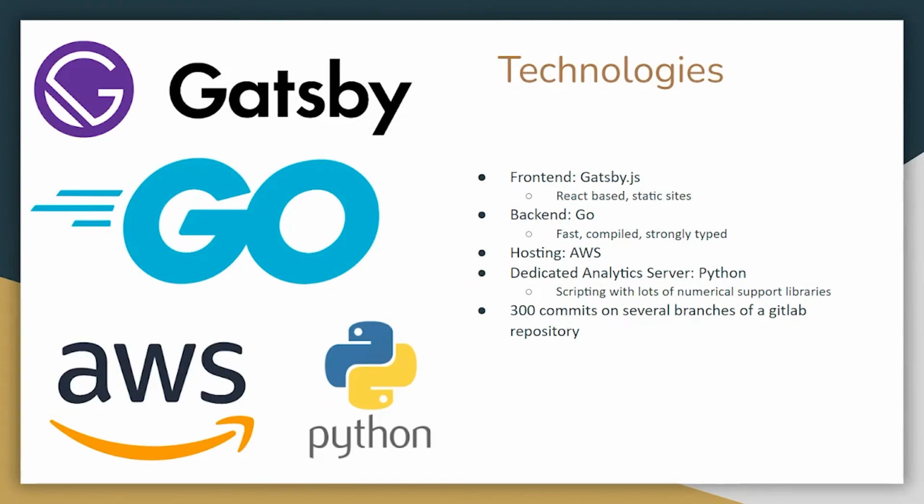As far as software engineering practices go, we used GitLab as a version control manager and ended with about 300 commits on several branches. We also used the built-in GitLab issue boards to keep track of progress and to coordinate tasks across the team.